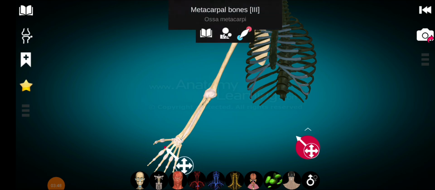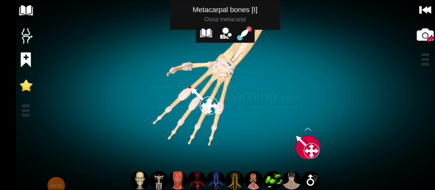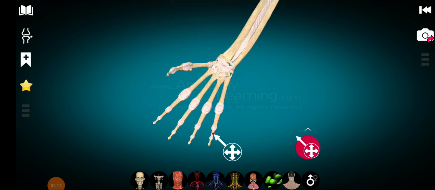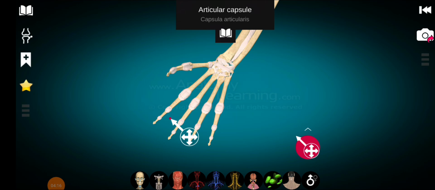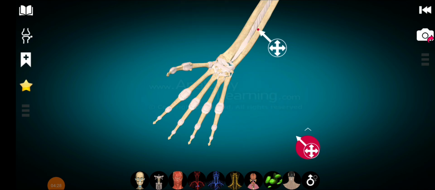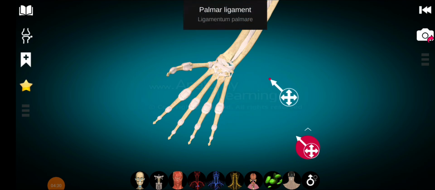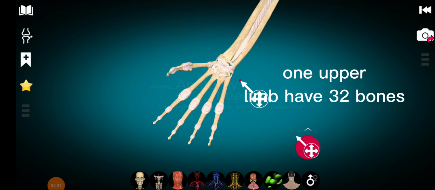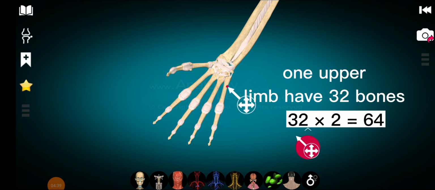In the rest area, there are 5 metacarpal bones, you can see over here, 5 bones in the proximal phalanx, 8 bones in the intermediate phalanx, you can see over here. These are the intermediate phalanx, while there are 10 bones in the distal phalanx. Multiply these bones by 2, as you know that there are 2 upper limbs in the human body. So multiplying these bones by 2, it will become 64.